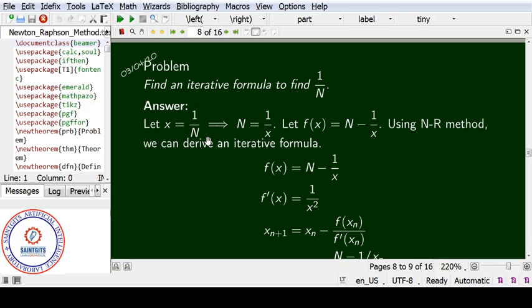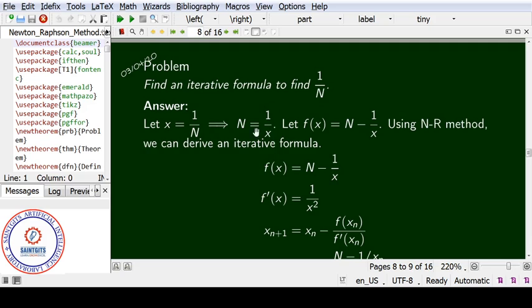So the direct approach is we put 1 by n to the left. So x minus 1 by n is equal to 0. So f of x equal to x minus 1 by n. In that case, f dash of x equal to the derivative of x, that becomes 1. So when we put 1 in this formula, there is no improvement in iteration. So remember, whenever you take x equal to 1 by n, you have to change it in the form n is equal to 1 by x.